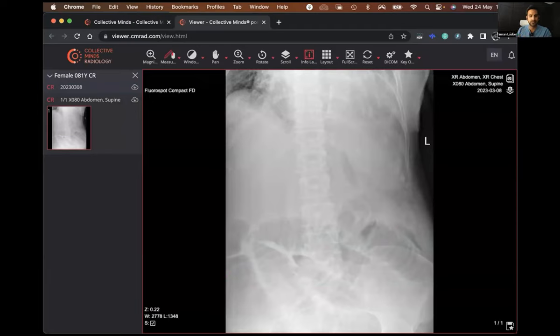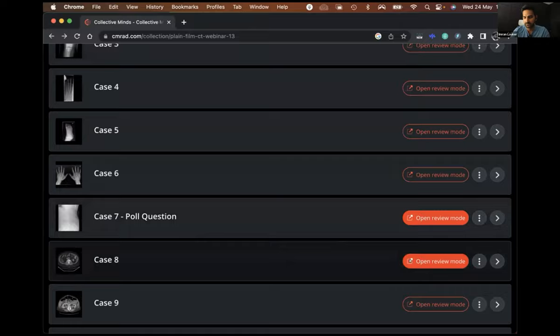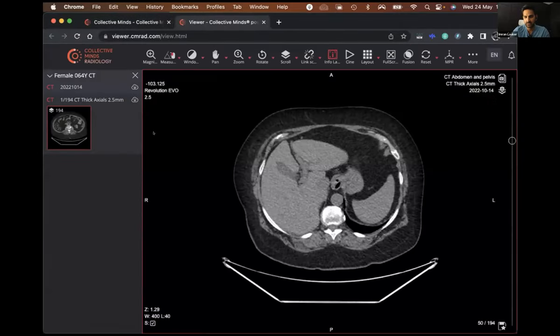But the main thing, 100%, if you've got someone who's sick, who's coming in like this, who's got valvulae conniventes, dilated small bowel within the abdomen like this, it's going to be a small bowel obstruction. And hopefully, if I've got this correct, we should have the follow-up CT scan of this patient. If not, I'll tell you when that follow-up CT scan is.